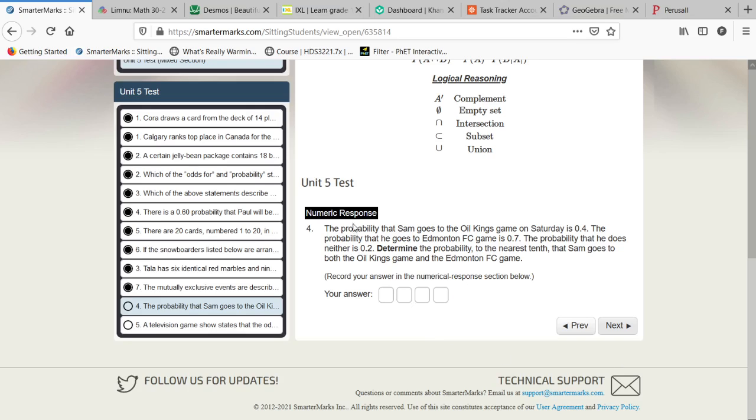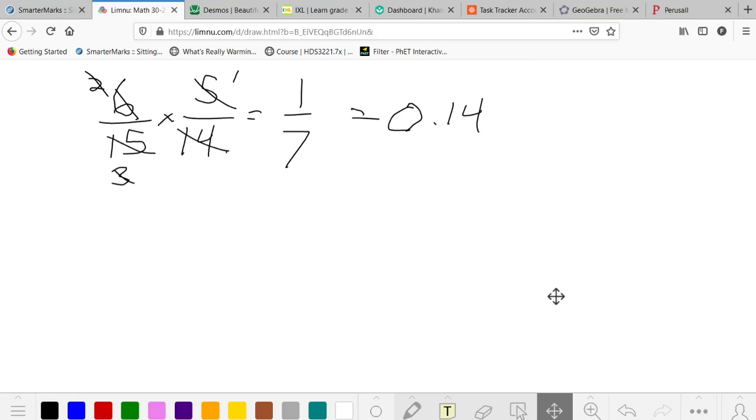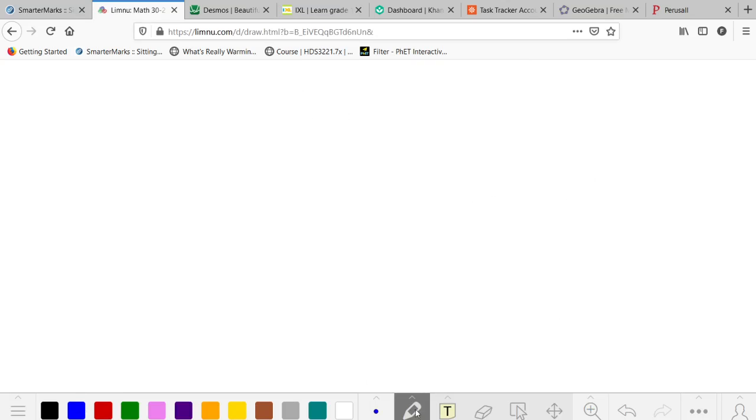Here we go. The probability that Sam goes to the Oil Kings game on Saturday is 0.4. The probability that he goes to the Edmonton FC game is 0.7. The probability that he does neither is 0.2. We need to find the probability that he goes to both. So this is one where we are going to need to set up our two-way frequency tables.